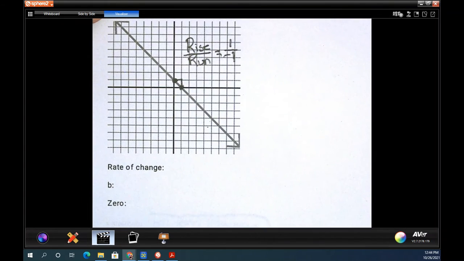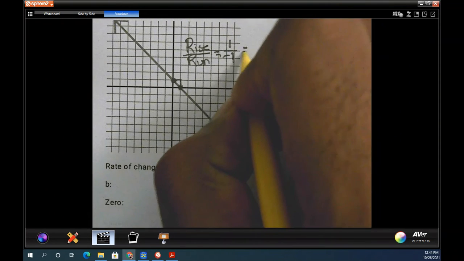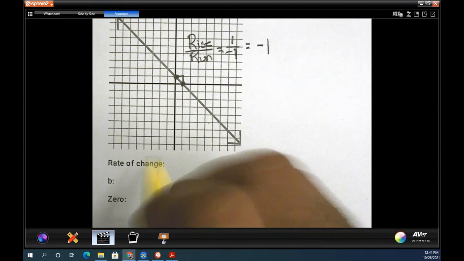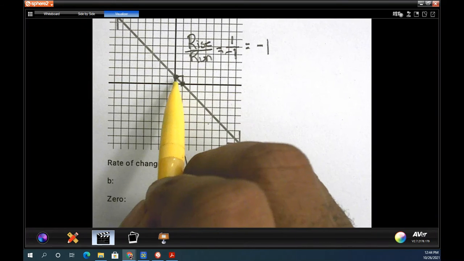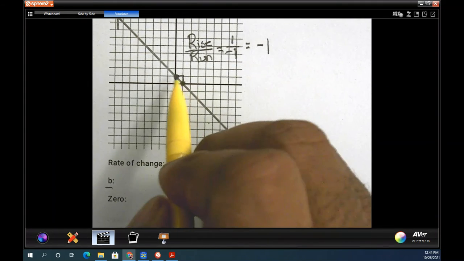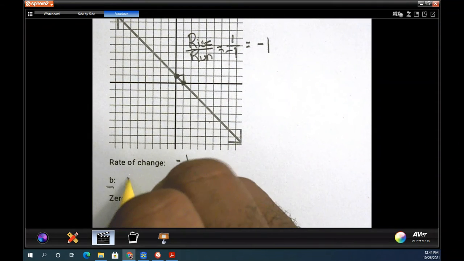What is 1 over negative 1? Negative 1. If you don't know, you can put in your calculator. It will tell you. It's negative 1. So our rate of change is negative 1. B is a y-intercept. But when they ask for B, you can just write the number. It intersects at 0, 1, but we only have to write 1.